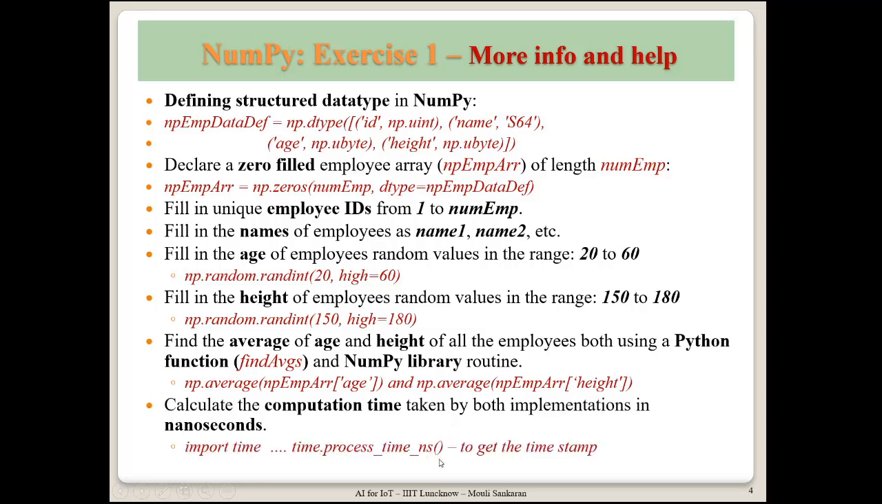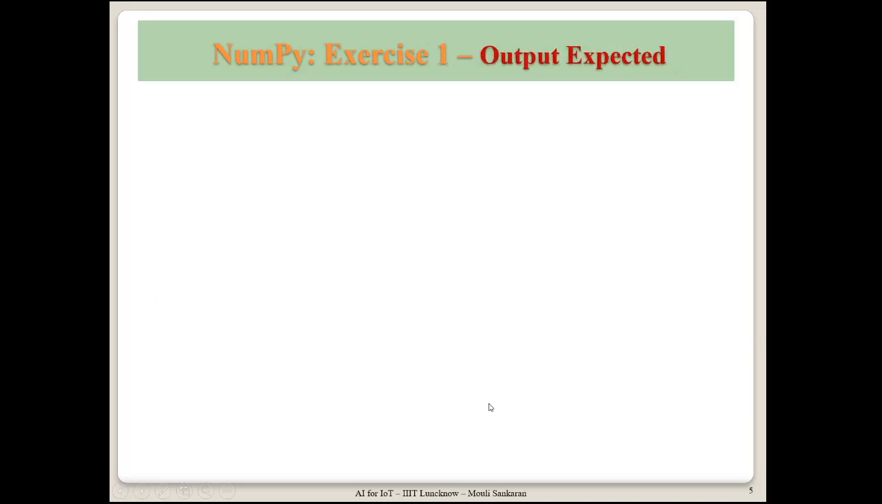Now I want you to compare the time taken by both by using import time and then time.process_time_ns. It will return the number of nanoseconds, to get the timestamp before and after the function is done, both for Python as well as for the NumPy libraries, and compare the values. This is what I want you to do.